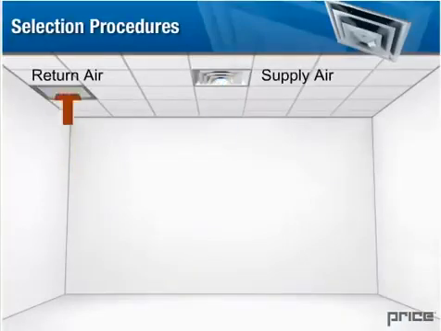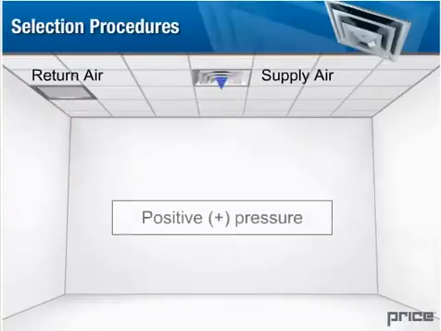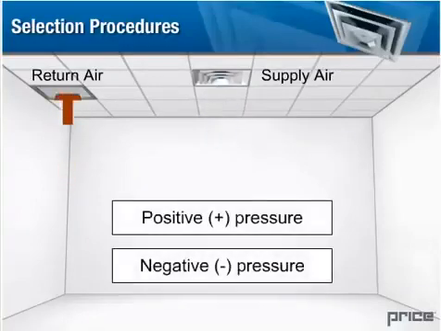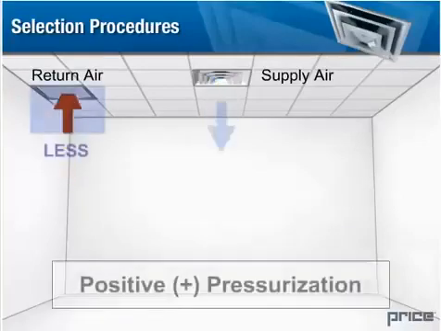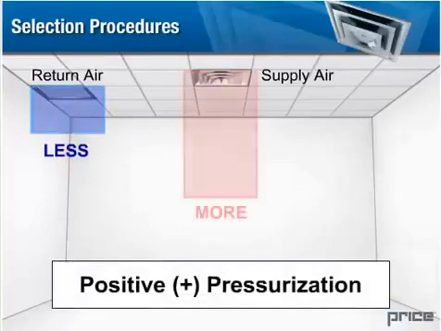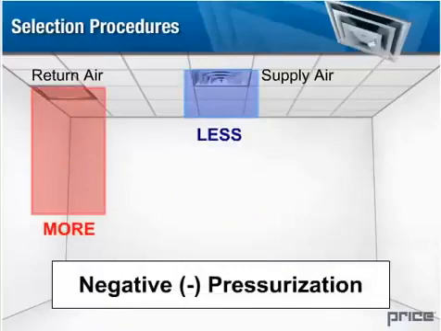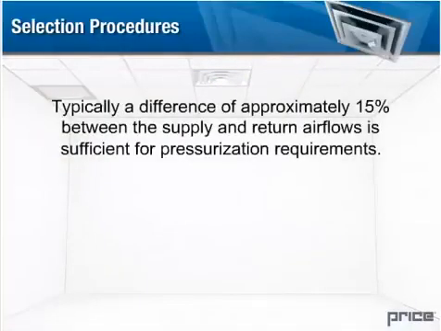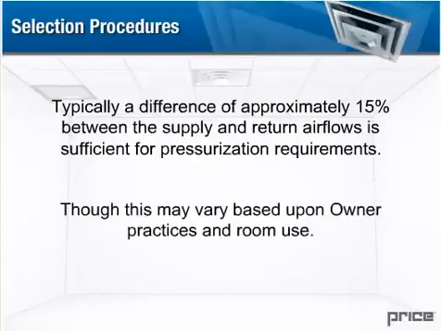In more critical applications, it's not uncommon for the room to be at either a positive pressure or a negative pressure in relation to the surrounding areas. This is achieved by returning less air than is supplied for positive pressurization requirements, or returning more air than is supplied for negative pressurization requirements. Typically, a difference of approximately 15% between the supply and return airflows is sufficient for pressurization requirements, though this may vary based upon owner practices and room use.